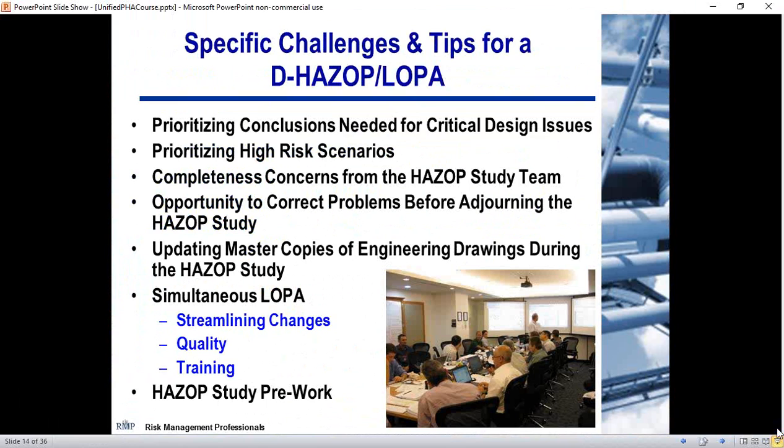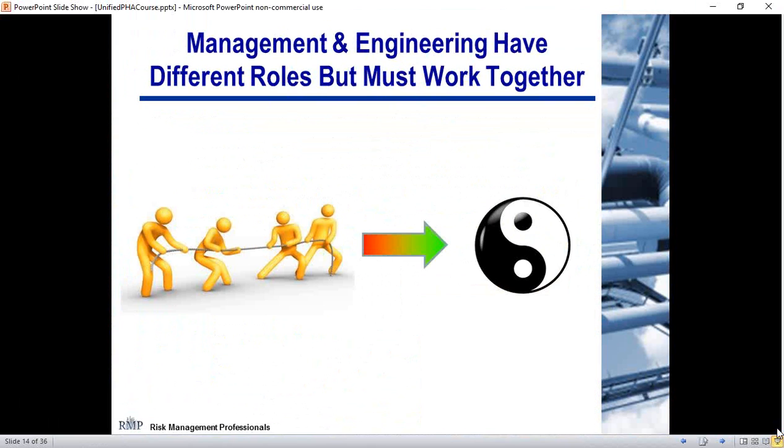Also, if you're bringing in LOPA, there's a bit of controversy on whether you do LOPA during the actual HAZOP session or afterwards. If you're doing it during the HAZOP session, it can really streamline any changes that must be made to the HAZOP or to the design by understanding more what the potential weaknesses are in the system. It can improve the quality of what you're doing, and it can really enhance the team's understanding of the potential accident scenarios. And also, we'll be talking about pre-work for the design HAZOP in a few minutes.